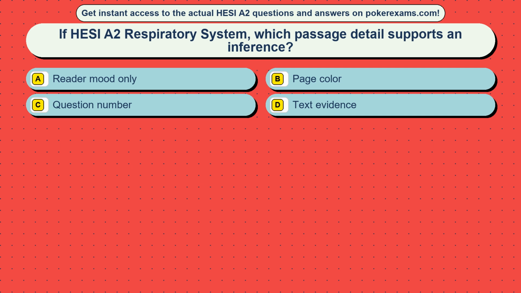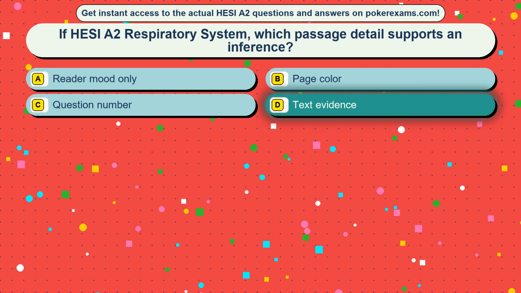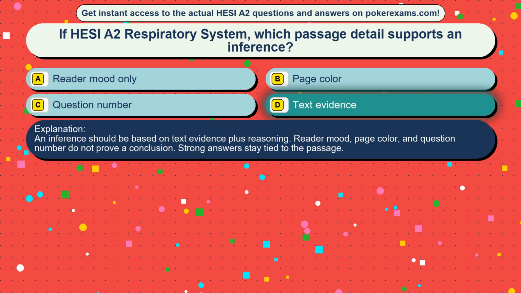Question 50. If HESI A2 respiratory system, which passage detail supports an inference? Option A, reader mood only, option B, page color, option C, question number, option D, text evidence. The correct answer is option D, text evidence. An inference should be based on text evidence plus reasoning. Reader mood, page color, and question number do not prove a conclusion. Strong answers stay tied to the passage.